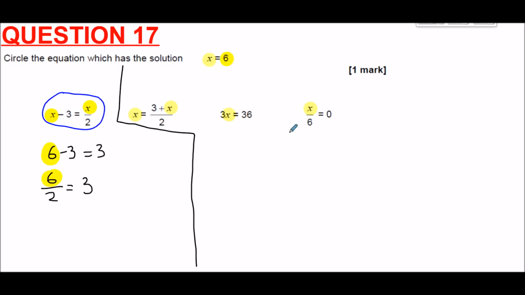If you tried all the others, they wouldn't work. I'm not going to do all the others because we know what the answer is now. But for example, x over 6 equals 0. Well, if we put x equal to 6, 6 over 6 equals 1, not 0. So it's not going to be that one. You could try them all in the same way. None of them would work apart from the first one. So we circle this first equation here. That's our final answer for question 17.